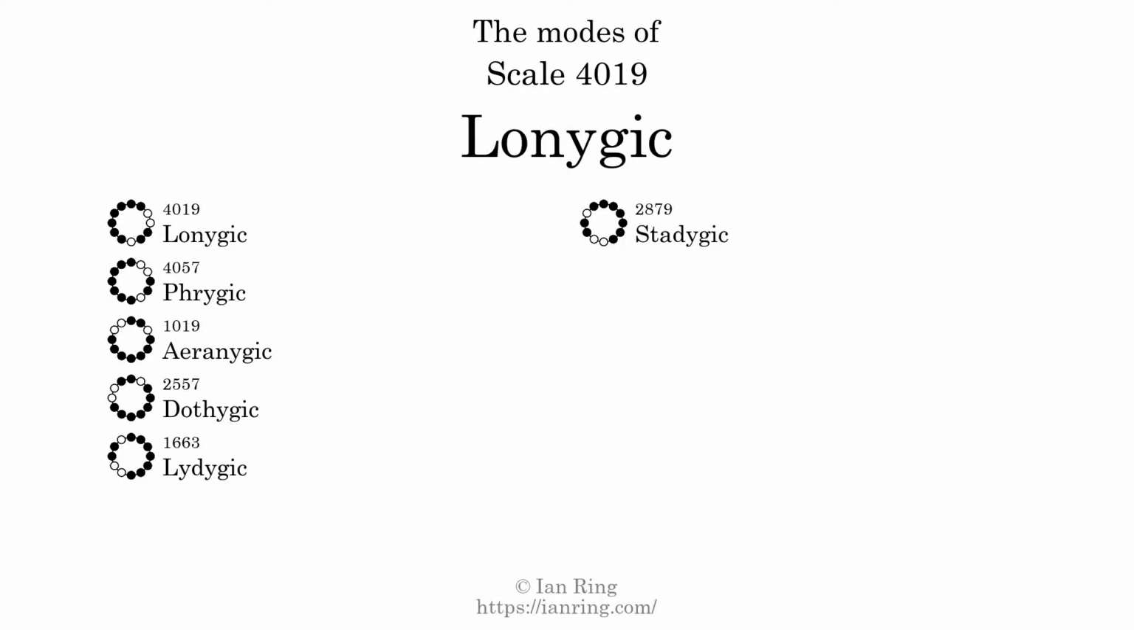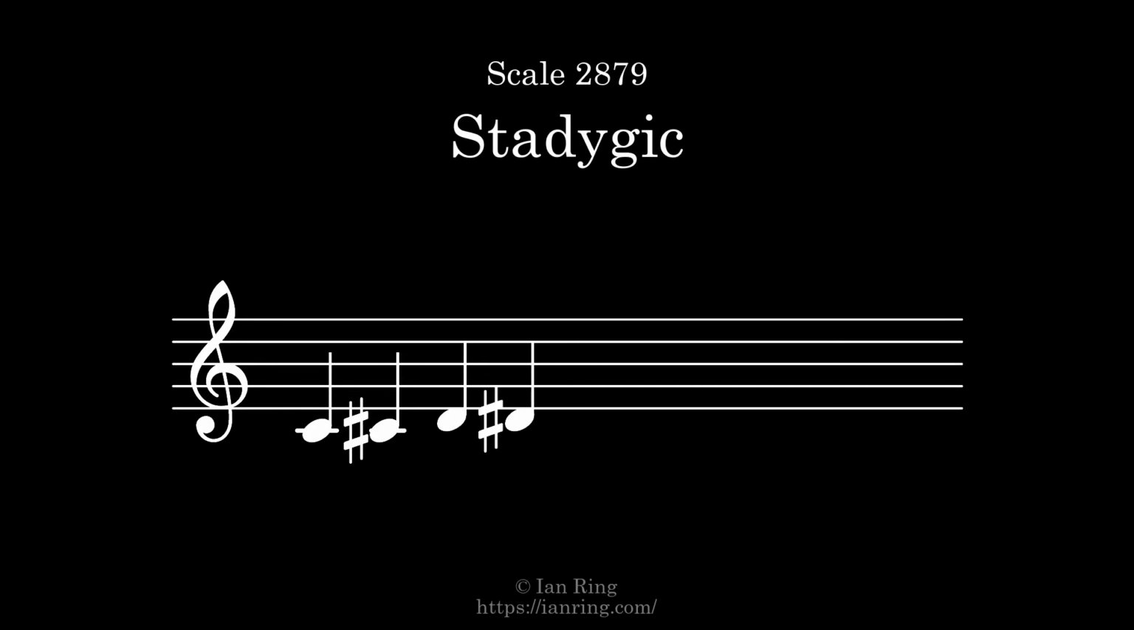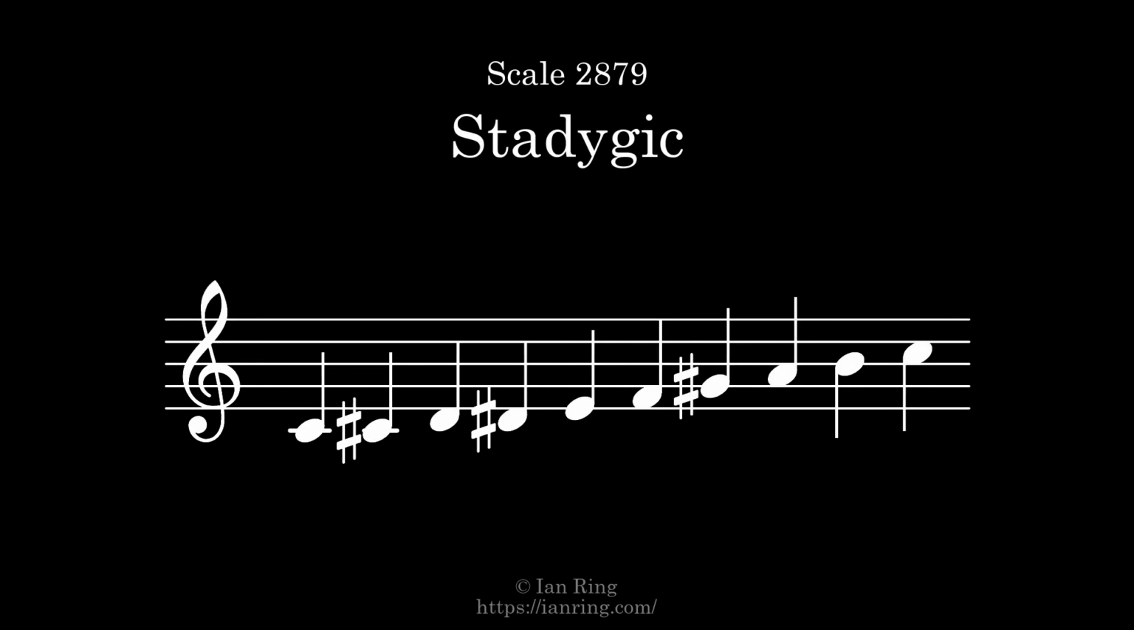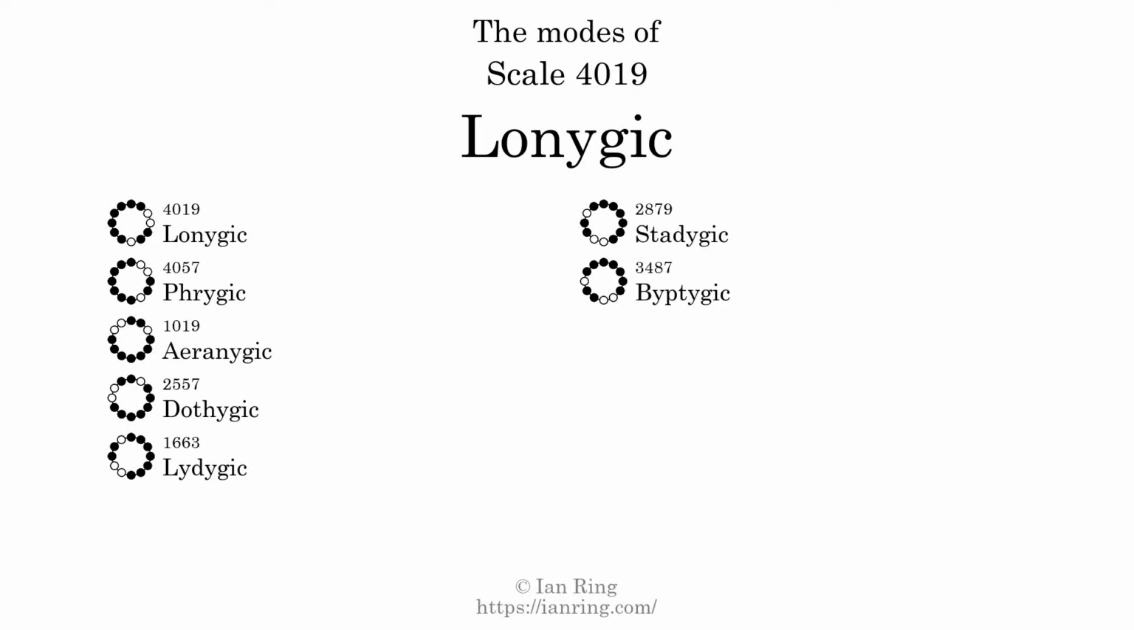The sixth mode is scale 2879, also known as Dithygic. It sounds like this. The seventh mode is scale 3487, also known as Dithygic. It sounds like this.